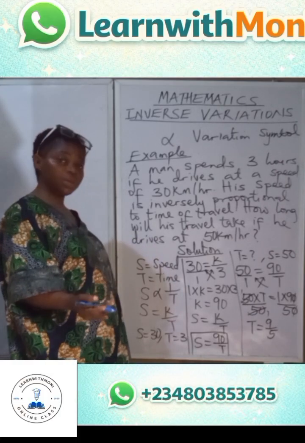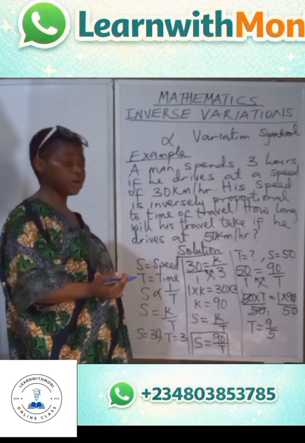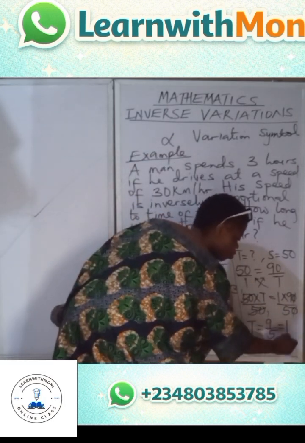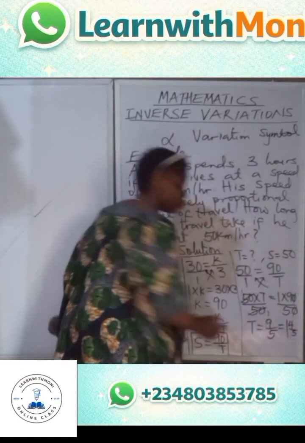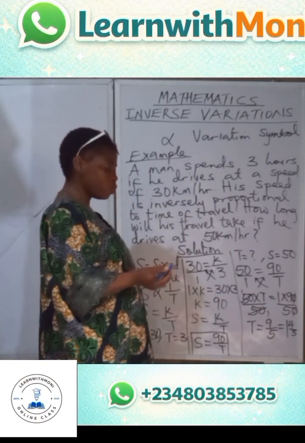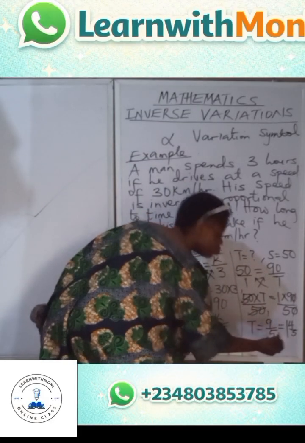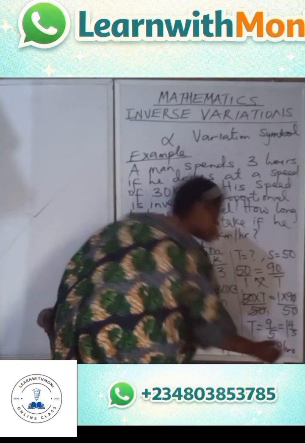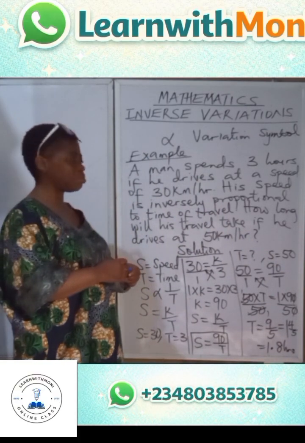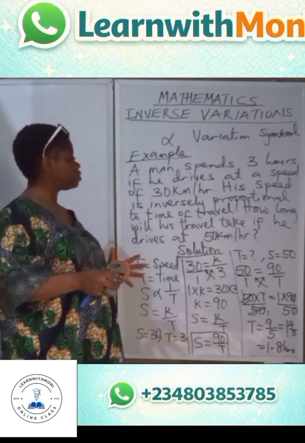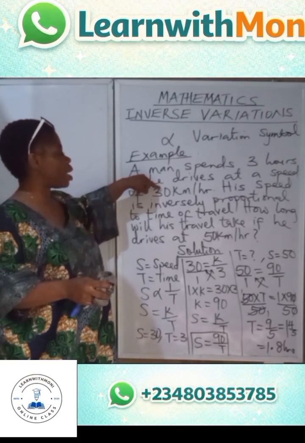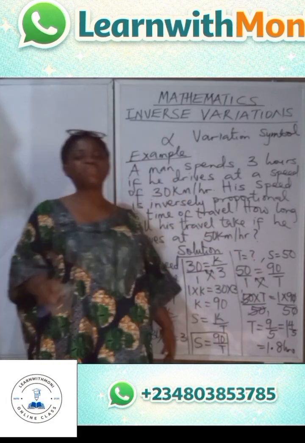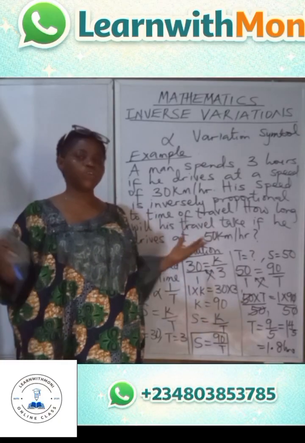You can leave your time like that or convert it to decimal or mixed number. 9 over 5 is the same thing as 1 whole 4 over 5 hours. 9 over 5 hours, 1 whole 4 over 5 hours, or change it to decimal, which is 1.8 hours. That is the time it will take the man. Can you see the kind of proportionality there? When he drives at 30 km/h, he spends more time. When he increases his speed, he spends less time. This is only practical and logical.